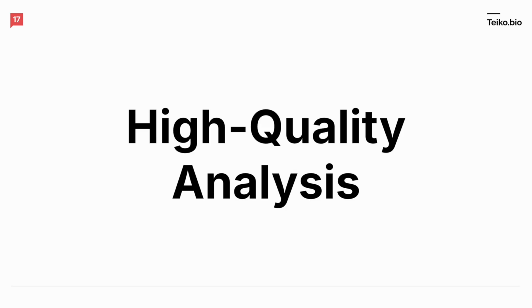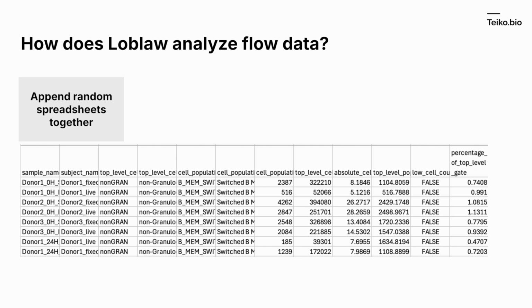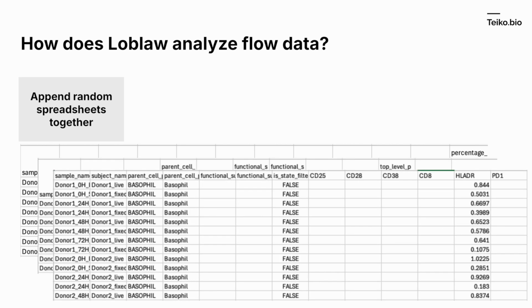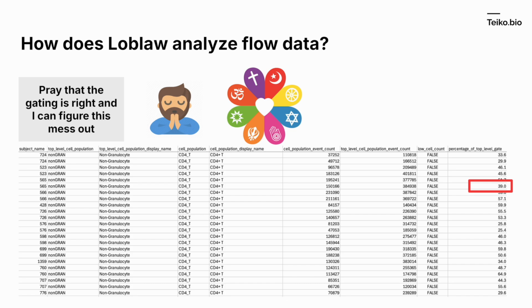And then analysis. So let's go to Bob's company, Loblaw Immunotherapy, and just see how they analyze flow data. Turns out that what they do is they append random spreadsheets together. So they get population frequencies, and they get things like marker expression, and they get functional subset counts. And then the next step in this is, after appending them, is praying to a higher power. So this is what Bob is doing. He's praying to all of his gods, and that he can figure out this entire mess.